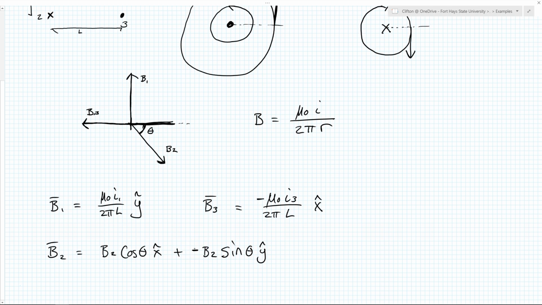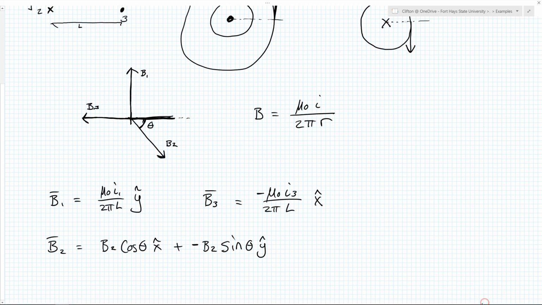So if I calculated what the magnitude of the magnetic field due to current 2 was, then I could multiply by cosine of this angle to get the x component and sine of this angle to get the y component. So the two things that we need to do are calculate what the magnitude of that field is and what this angle is. Let's do the magnitude first.